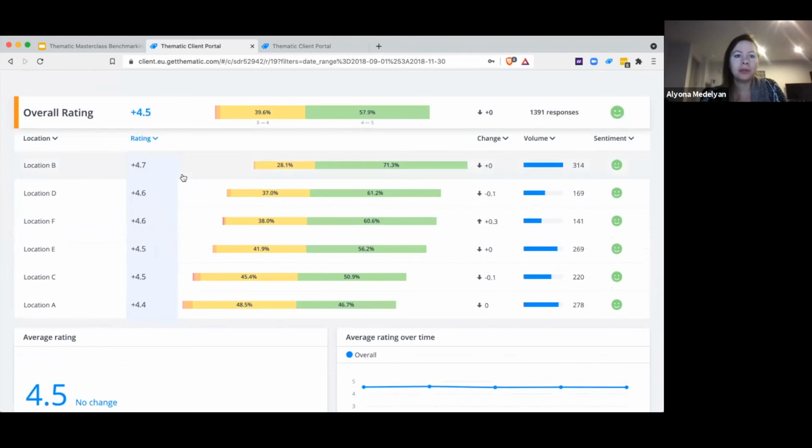And straight away you see that there's one particular location, A, that is slightly worse than others. Overall, they're all doing pretty well on a 5 scale satisfaction rating, which is what this company uses. But location A definitely has less positive reviews, more negative reviews. So what's going on here?